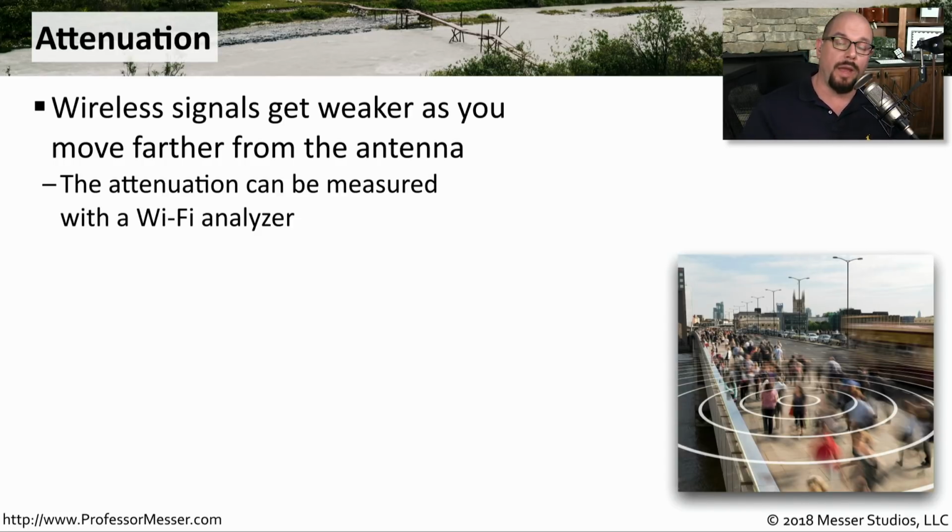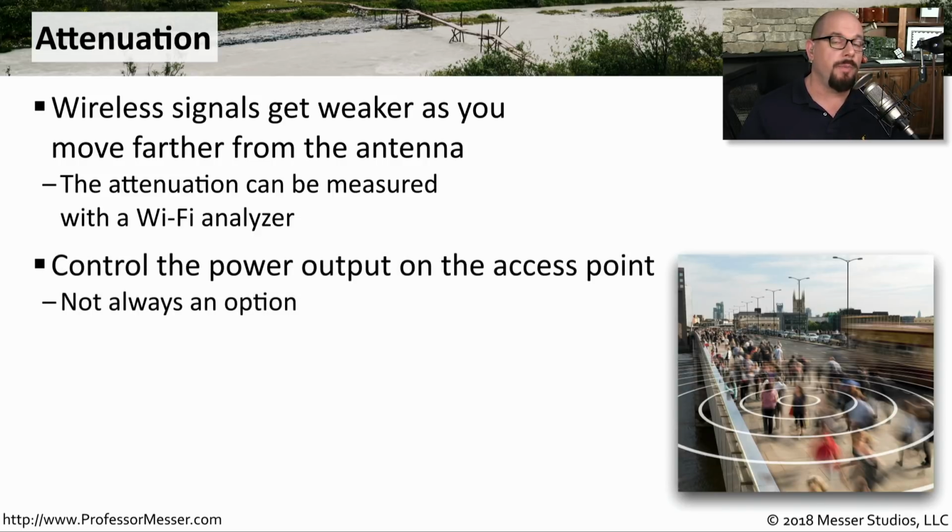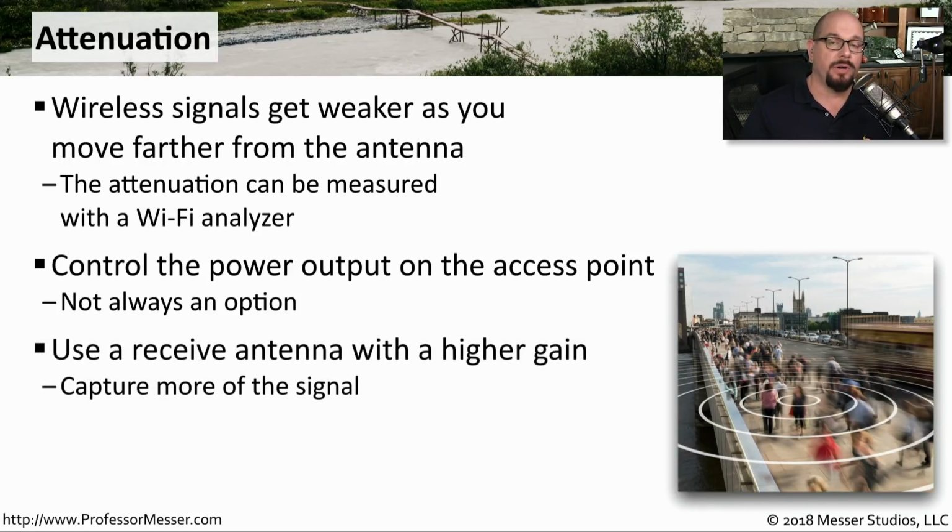As we move farther away from our access point, the signal gets weaker and weaker. And you can usually measure this by looking at the signal strengths on your device or using a Wi-Fi analyzer. To help avoid excessive attenuation, you may be able to boost the signal strength on the access point itself. Not all access points have this option, but this may allow you to get a larger range out of your existing wireless access point. If the device you're on supports an external antenna, you may be able to use one with a higher gain. That will allow you to capture more of the signal, so even if there is attenuation, you're still able to receive and transmit on that network.